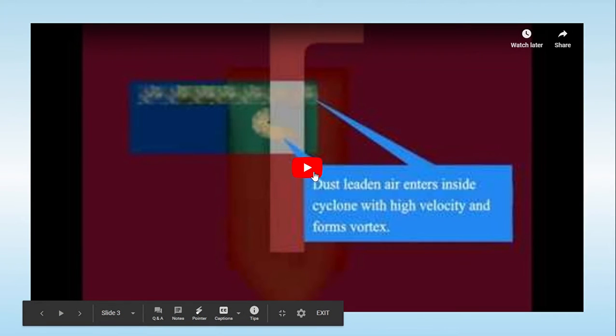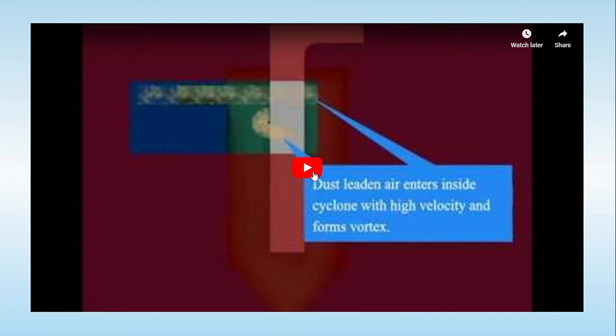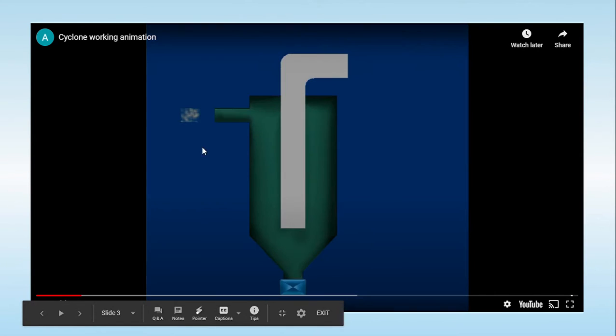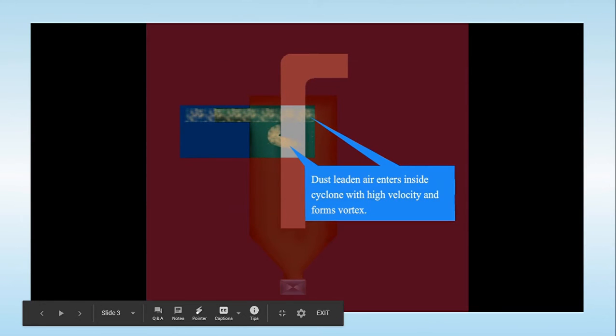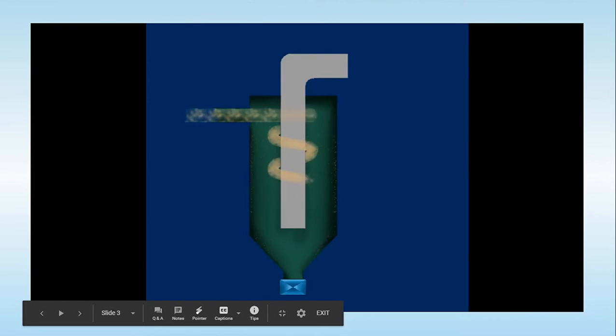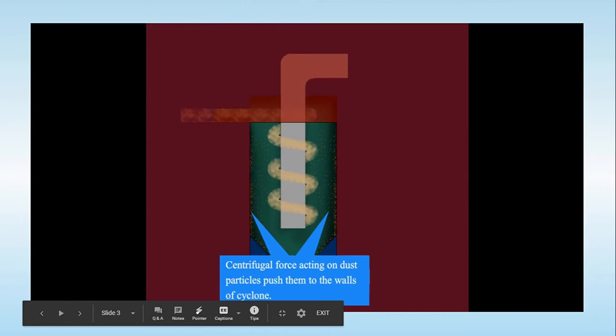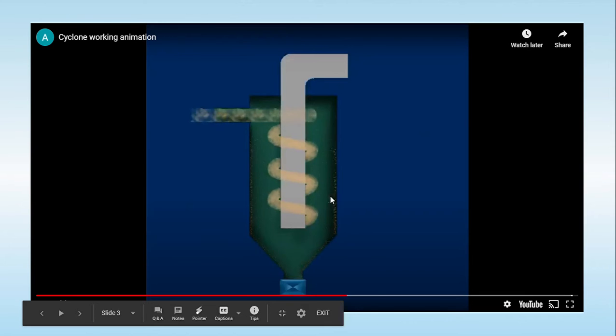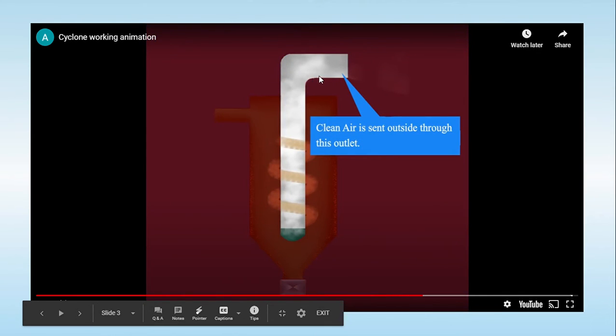Let's try to understand in much more detail how this cyclone separator works by this animation video. As shown in this diagram, it is a conical equipment. Here the particles with the air are introduced from the side, which is called the tangential inlet, and due to this it is introduced with a high velocity, so the vortex formation takes place in the center outlet, and the centrifugal force acting on the dust particles pushes them towards the wall of this cyclone. The particles come out from the bottom while the clean air is sent out through the outlet at the top.